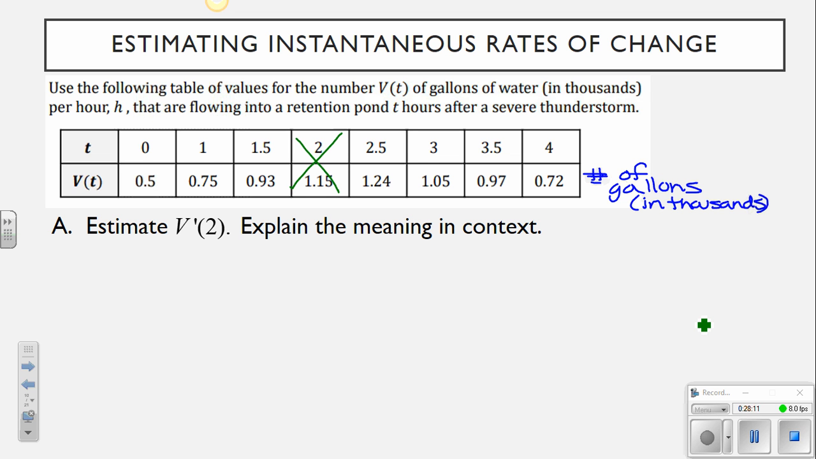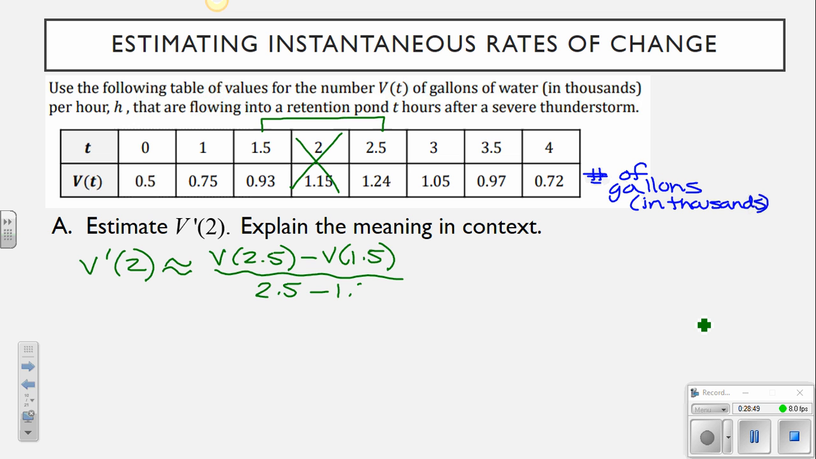So what's going to be kind of close to 2? So I could find the change here between those two, right? So basically, what are you using to estimate the slope of that tangent line? You're using 2 points, right? So you're estimating using 2 points. So here, V prime of 2 is not exactly, but is approximately going to be equal to the average rate of change between these 2 points. So I need to say, what is V of 2.5 minus V of 1.5 divided by 2.5 minus 1.5?